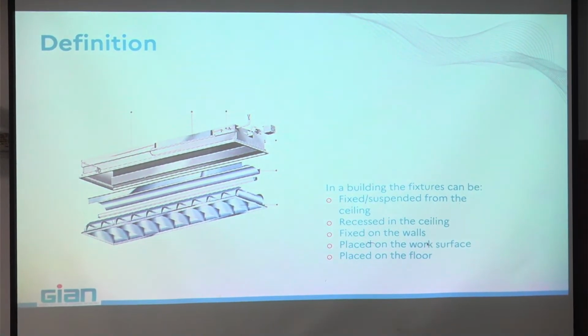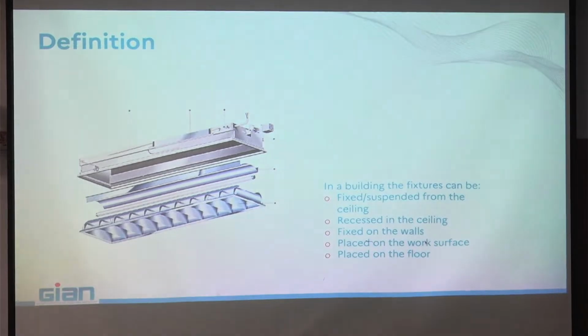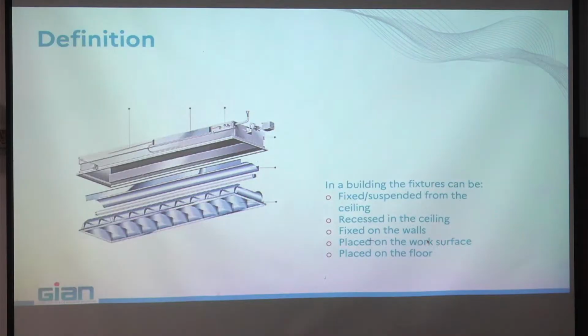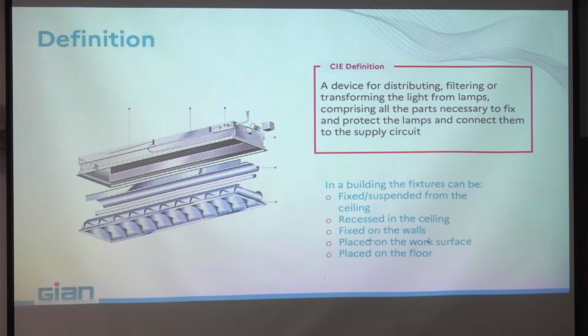First of all, what is a fixture or a luminaire? There is a standardized definition of the fixture, you see everywhere I'm speaking about standards. It is a device for distributing, filtering, or transforming the light from lamps, comprising all the parts necessary to fix and protect the lamps and connect them to the power supply.